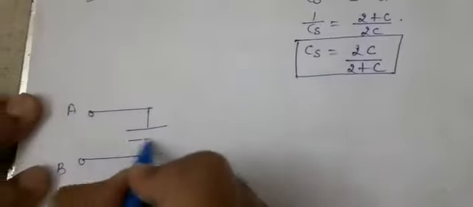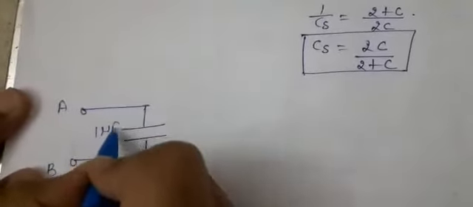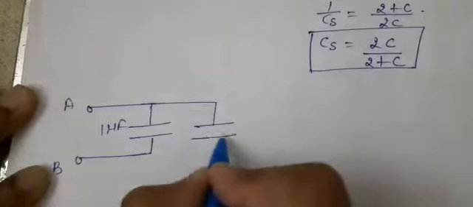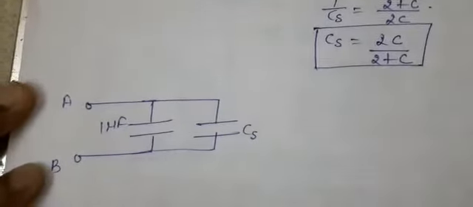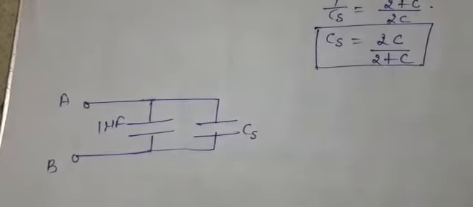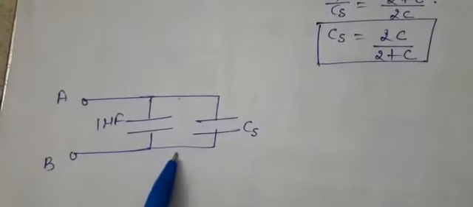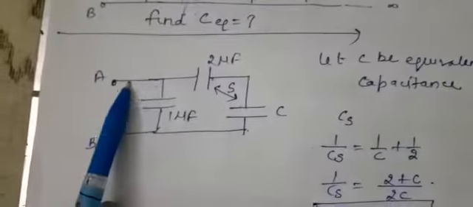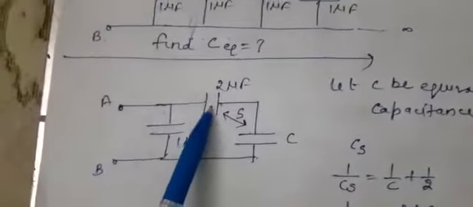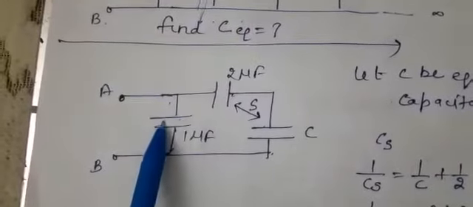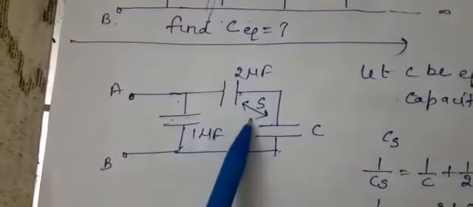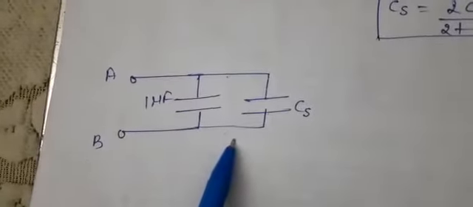Now, let me redraw. We have to simplify so that no confusion is left further. Now here, the series combination of this is CS. You can draw it here, here or here; it will not make a difference, because in this figure you can see that there is a division of charge. So division of charge means this will be in parallel to these two. So here this is a parallel combination.